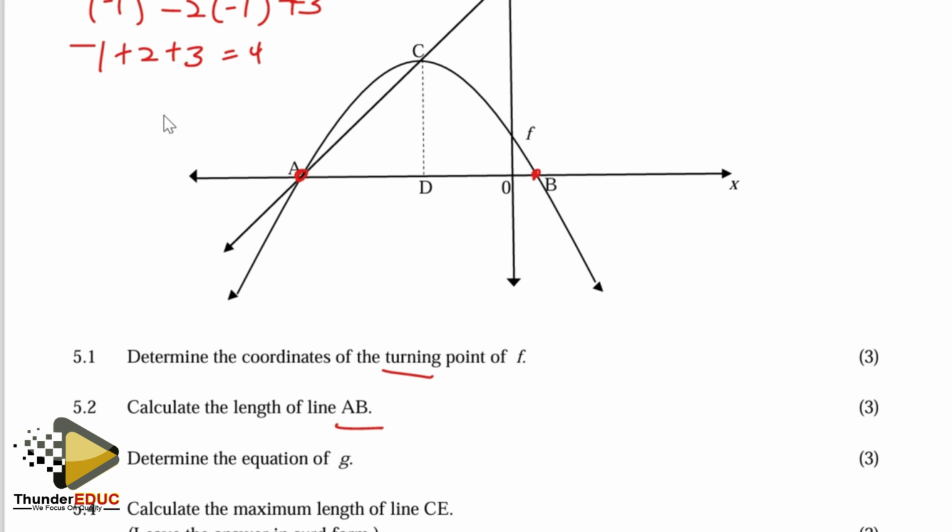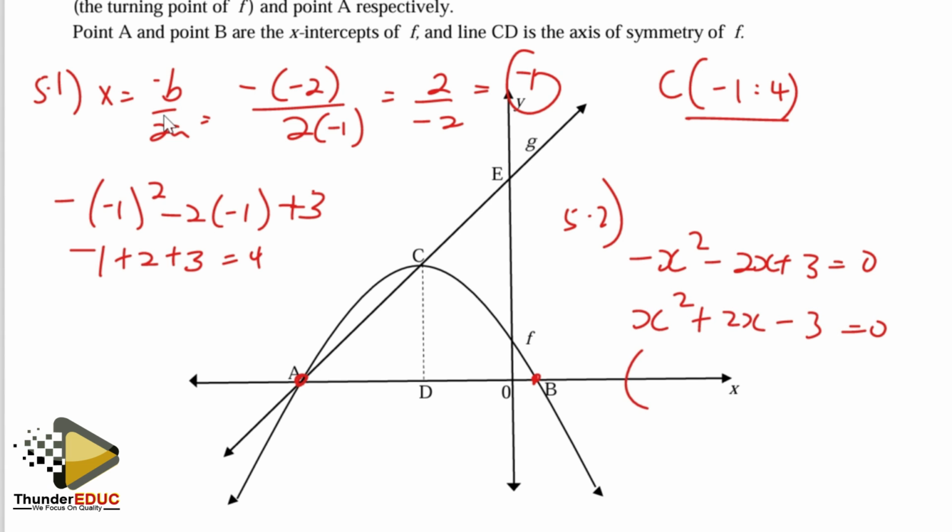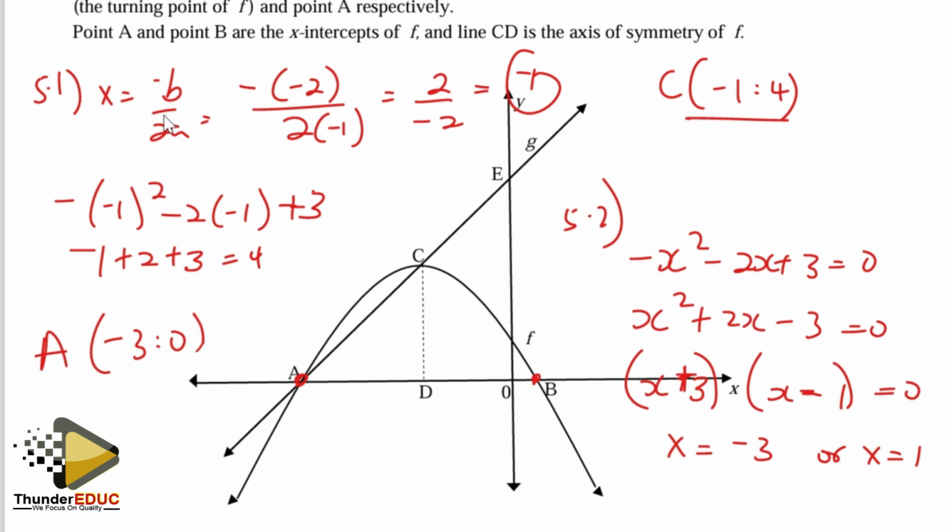So they are indirectly asking us to solve. When you look at A and B, the graph that is passing through A and B is the parabola. So I have to use that equation. So I'll get -x squared minus 2x plus 3 is equal to 0. Divide through by the negative: x squared plus 2x minus 3 is 0. I'll factor this out. It will be x and 3, x and 1. This is a plus, this is a minus. So x is -3 or x is 1. Now, A is going to be -3 and 0. B is going to be 1 and 0.